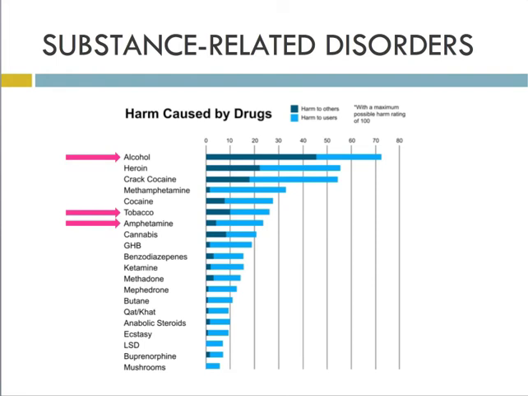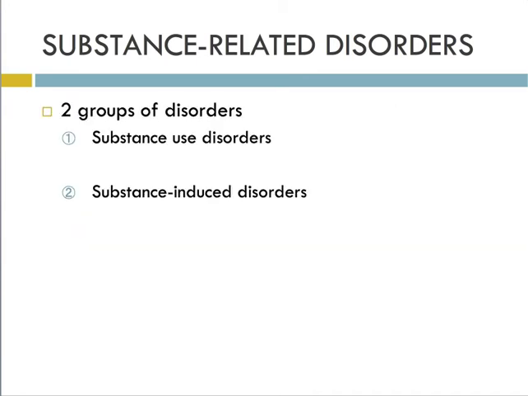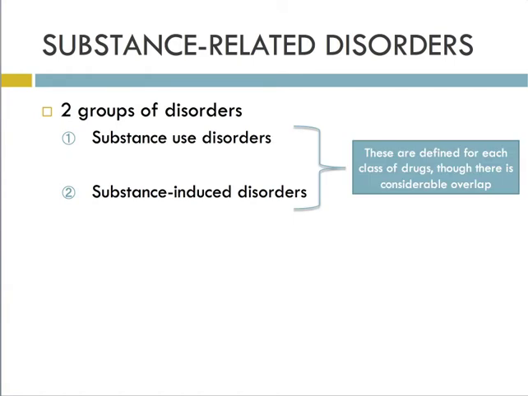However, the three most common types of substance-related disorders we see are related to alcohol, tobacco, and also amphetamines or stimulants. Now, overall, there are two different groups of disorders that are included in the DSM: substance use disorders and substance-induced disorders. And the DSM is laid out so that these two types of disorders are defined for each class of drugs. So there is alcohol use disorder, tobacco use disorder, opioid use disorder, in the same way that there's alcohol-induced disorder and tobacco-induced disorder.